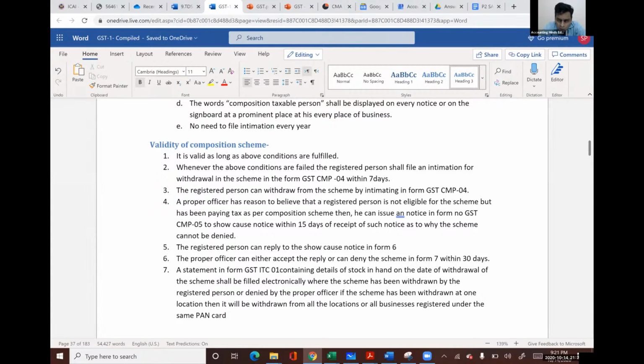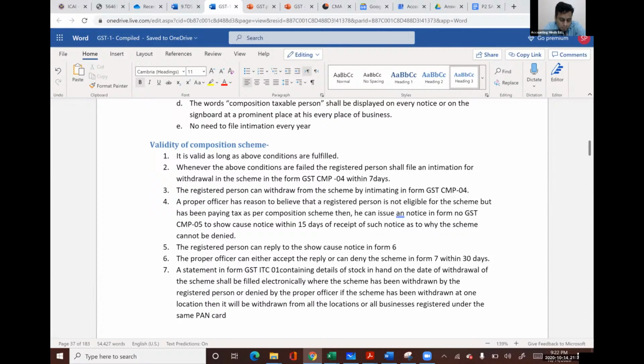Urmila applied for composition scheme assuming that her turnover would be 1 crore or 1.2 crores. But due to excess demand for her designs, all of a sudden her turnover crossed 1.5 crores. It is now 1.7 crores. When did it cross 1.5 crores? It's your business, you should know. The moment you cross that, you have to intimate that you are doing good business and will not be under composition scheme, within 7 days. The form you file is GST CMP-04.